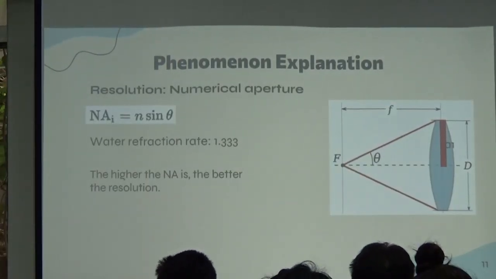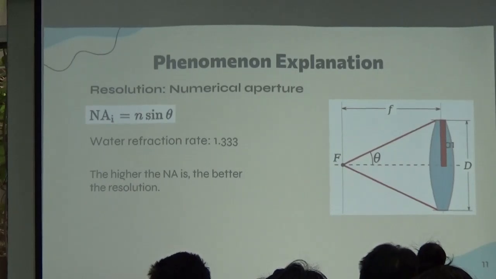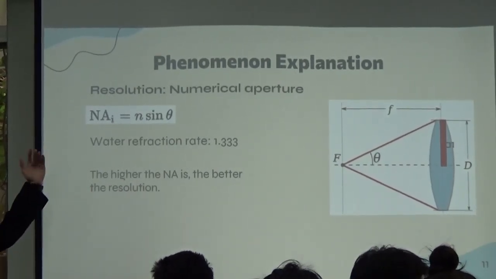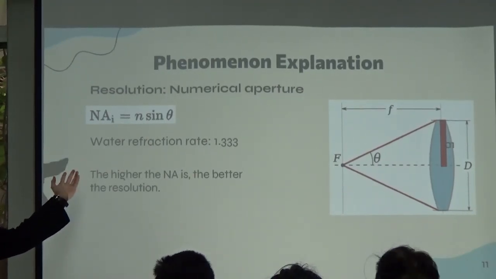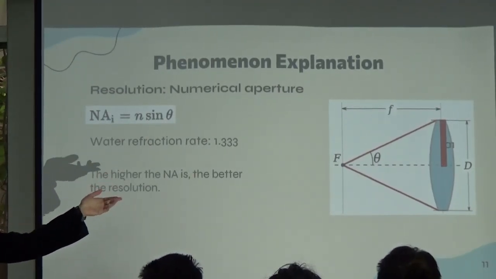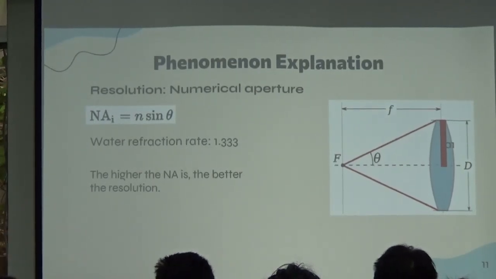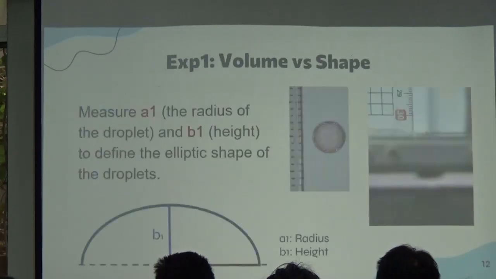Okay, so now we're going to be talking about resolution. We use numerical aperture to define our resolution, and this is the equation for the numerical aperture. N is for the refractive index, which is 1.33, and for sin theta we are going to be using the focal length and A1 to get sin theta.